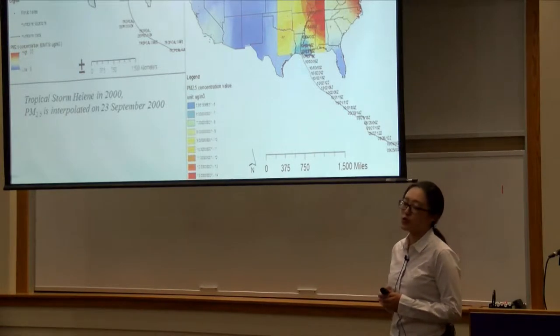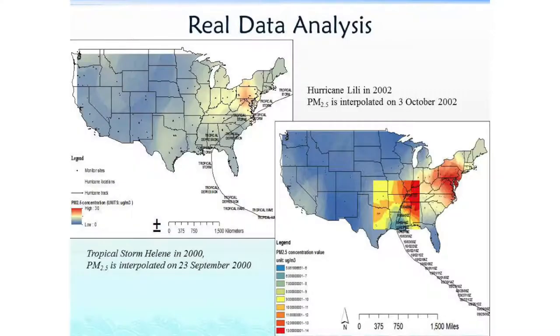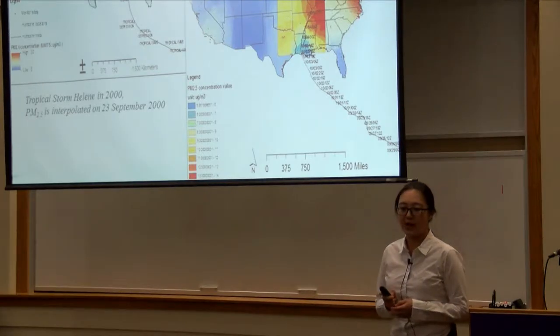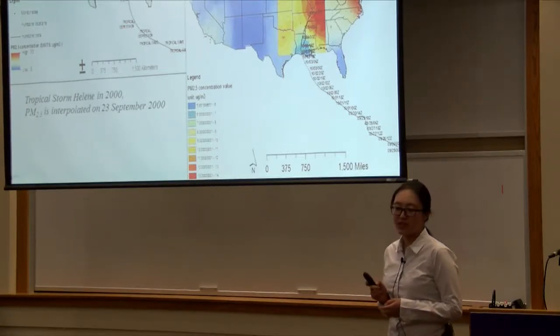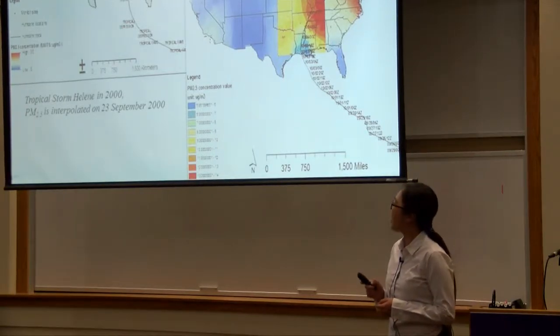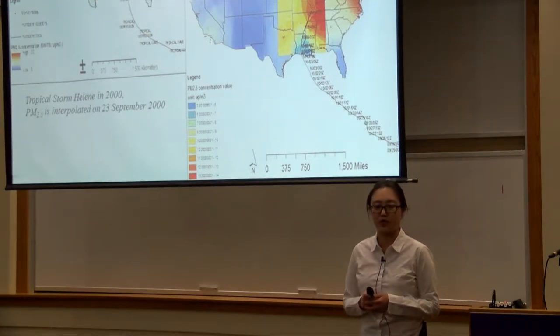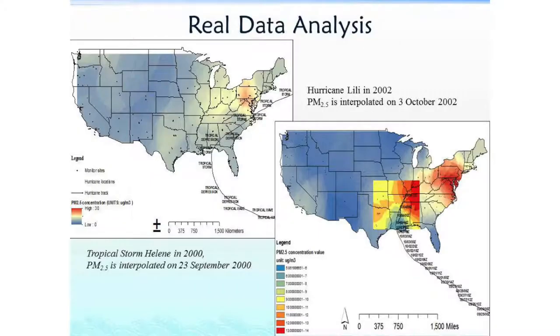First, I used real data to analyze 35 hurricanes with the particulate matter, PM2.5. Then I got two results. The first one is that hurricane tracks tend to avoid the polluted area with the highest PM2.5 concentration, such as tropical storm Helene on the left. We can see the track stays in the blue and avoids the red.